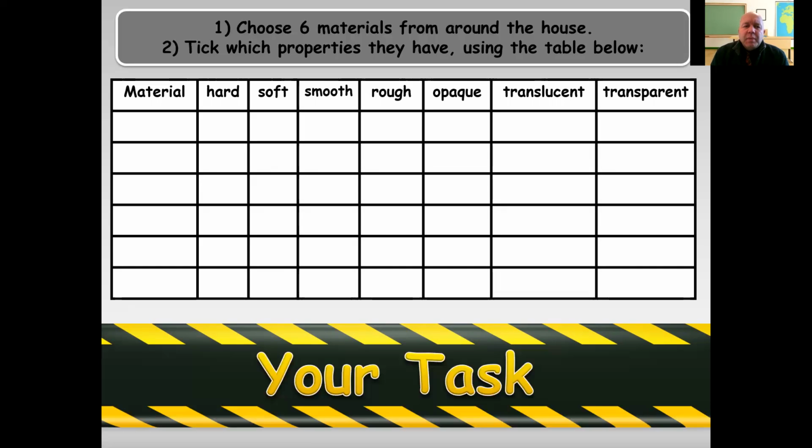Okay, so aluminium is hard, is not soft, is smooth, is not rough, is opaque, but is not translucent or transparent. Okay, hopefully that's clear. Pause the video at this point and have a go at completing that grid yourself with 6 different materials that you can find around the house.